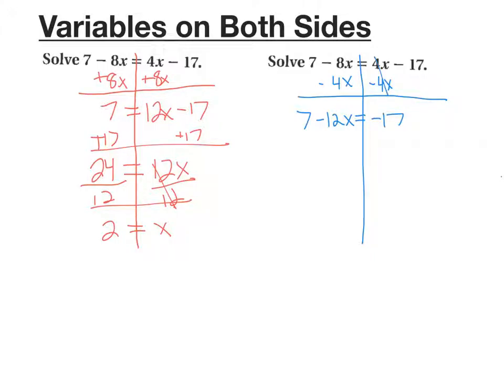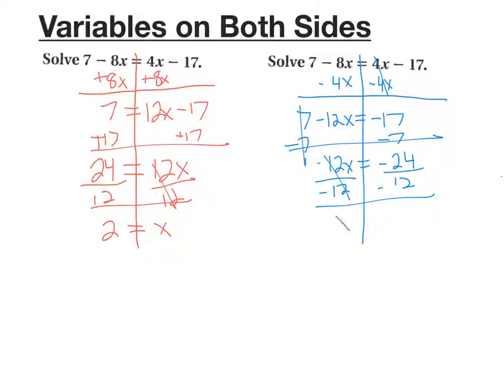We have these cancel here. Now, two-step equation, that's a positive 7. I'm going to subtract 7. Negative 12x equals negative 24. Now, same thing, inverse operation. You can do division. Divide by negative 12 on both sides. x equals positive 2. So you can see no matter which strategy I use, if I eliminate the negative 8x first or I eliminate the 4x first, I still get the same answer either way.